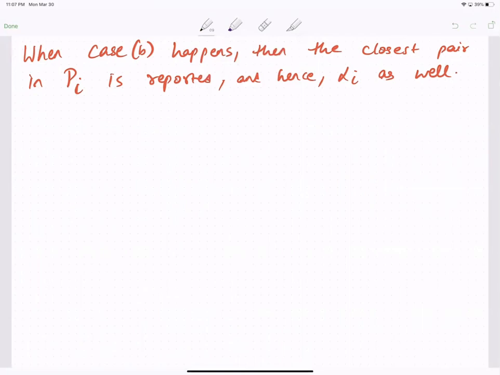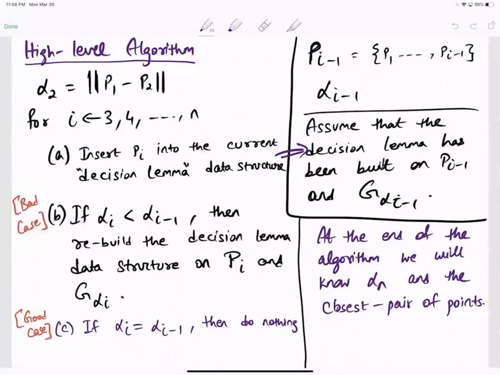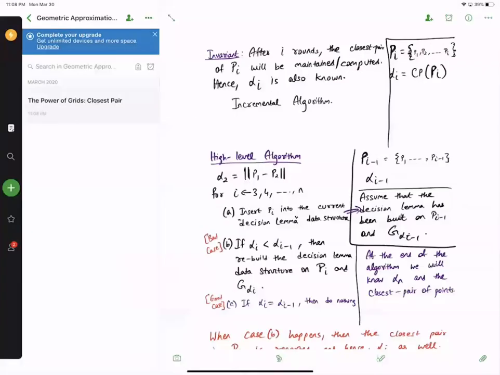So how much time does this algorithm take? If only good cases happen, then this algorithm will run very fast. However, if only the bad case happens, which can actually happen every time, it could happen that every time you insert a point, if you're very unlucky, the sequence of points P1 to Pn is so bad that every time you insert a point, that point participates in the closest pair till now. Then you'll always fall in the bad case, and the running time will be pretty bad.